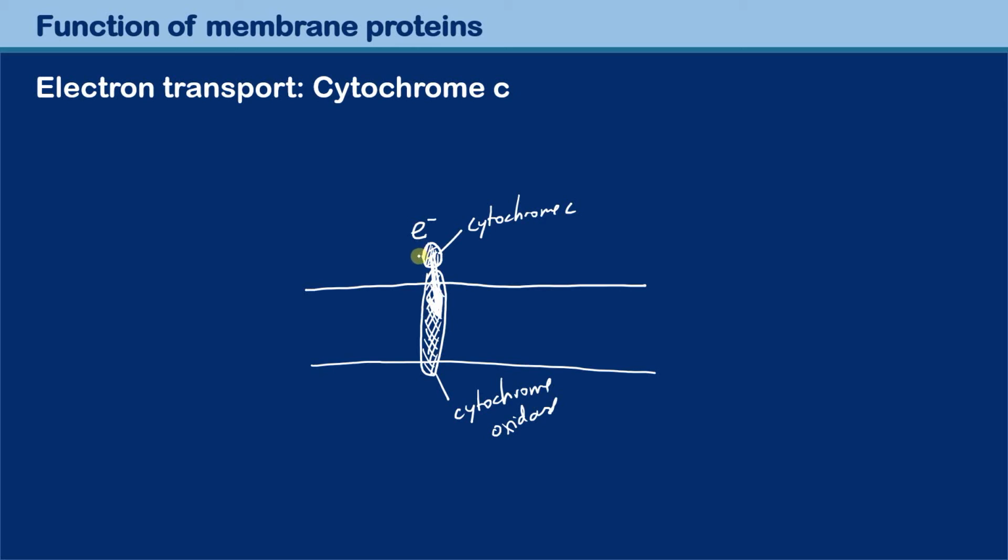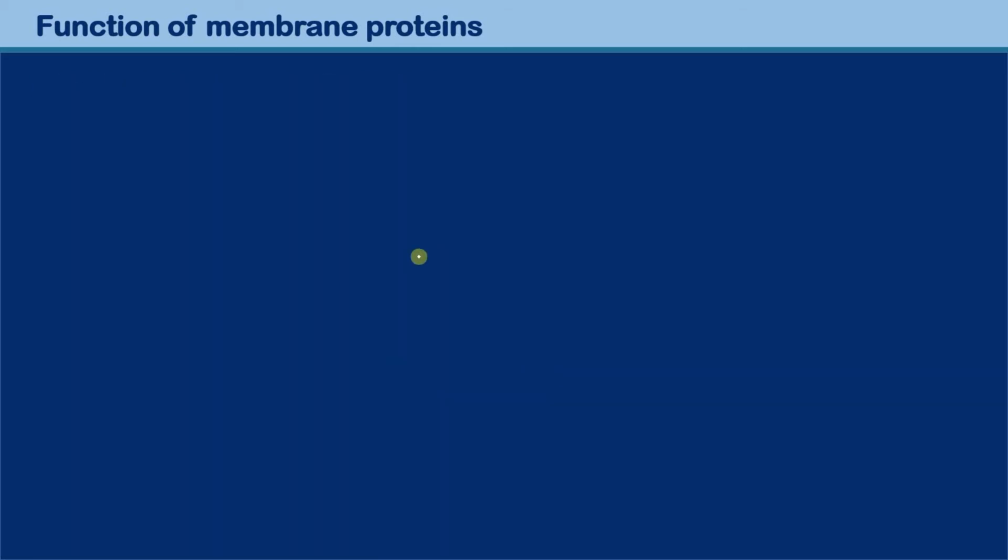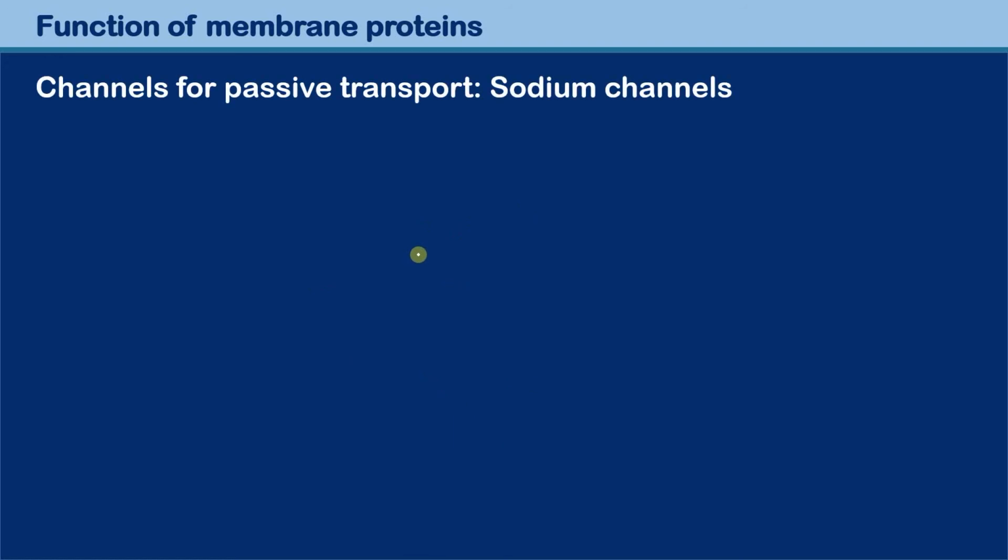So I will move on to the next example. And the next example is channels for passive transport. In our case, for example, sodium channels.